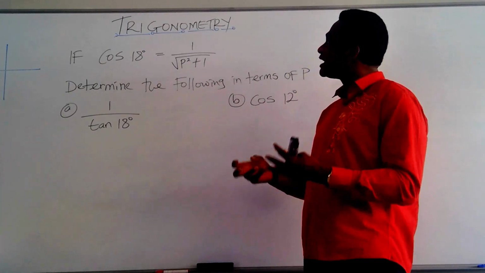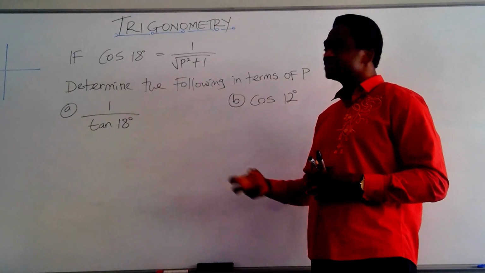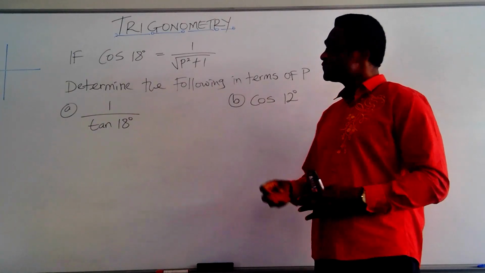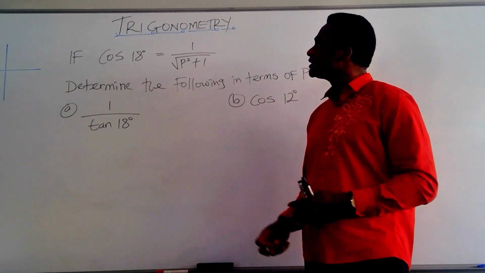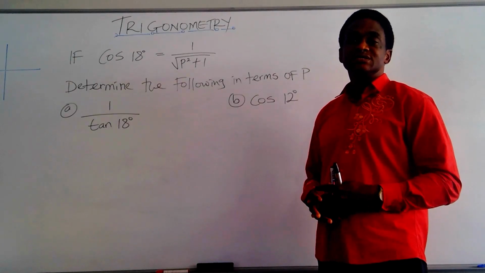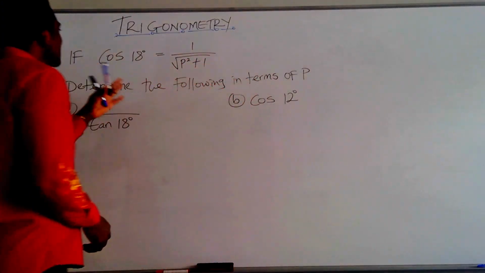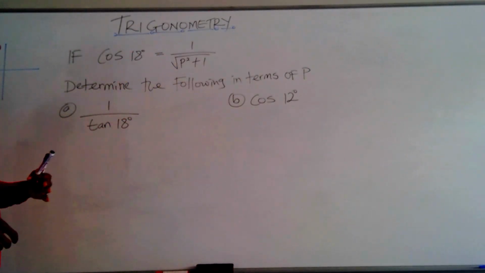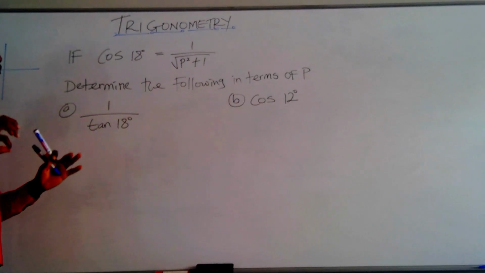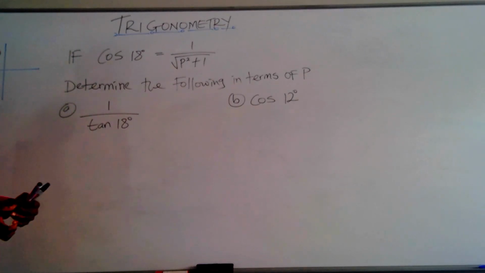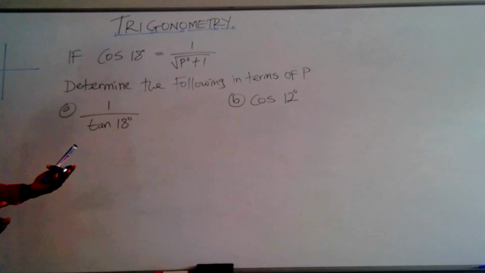There are different approaches to this. We can use the reduction formula, we can use double angle, we can use compound angle, but let's try using the simplest possible method. Now, if cos of 18 is equal to this, you have this in terms of p. So we have to go back. Cos of 18. Cos is positive here.